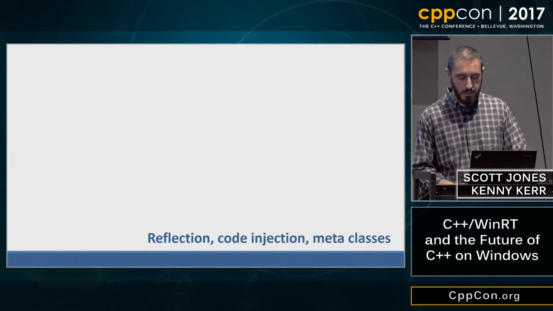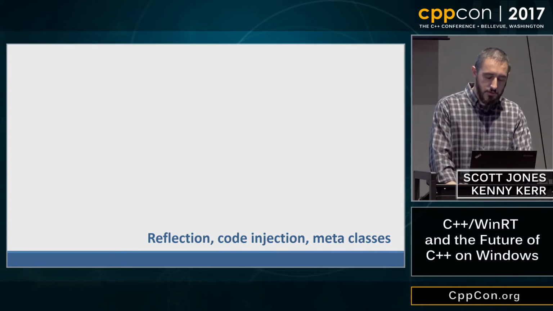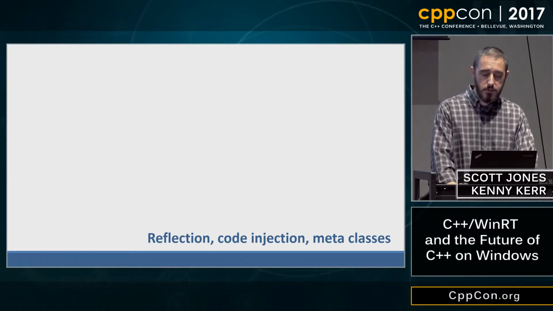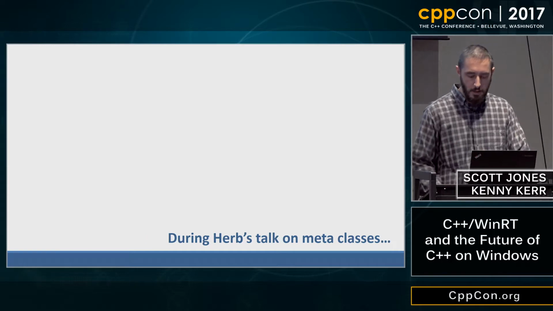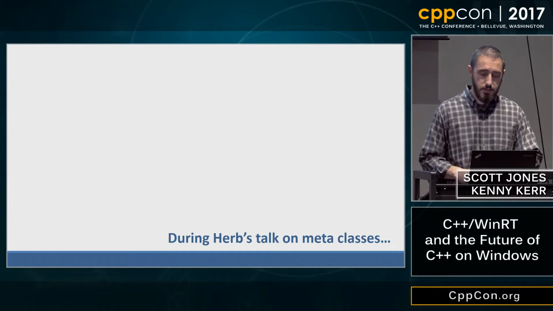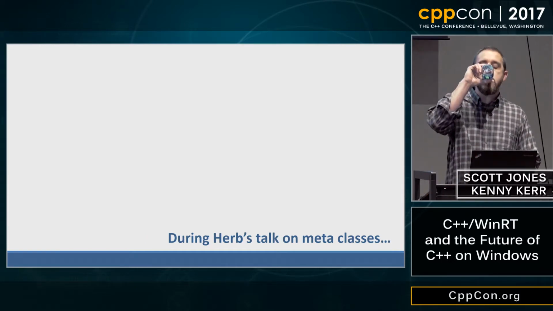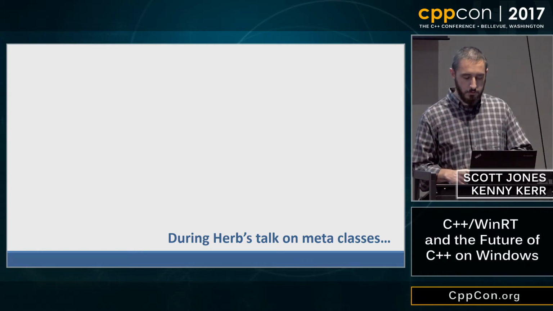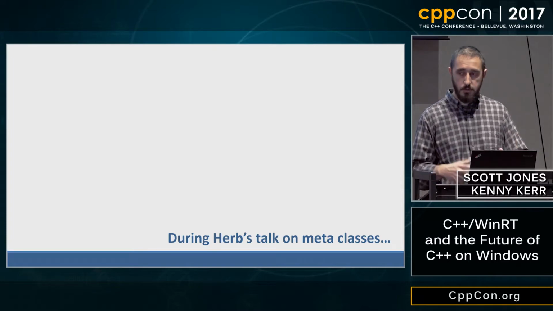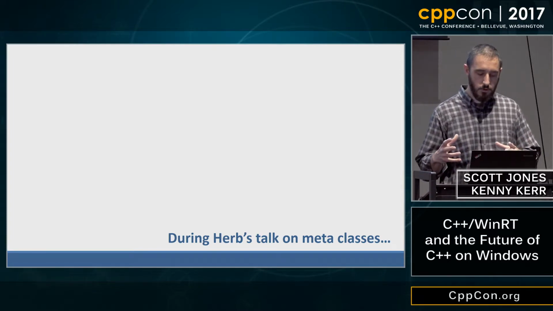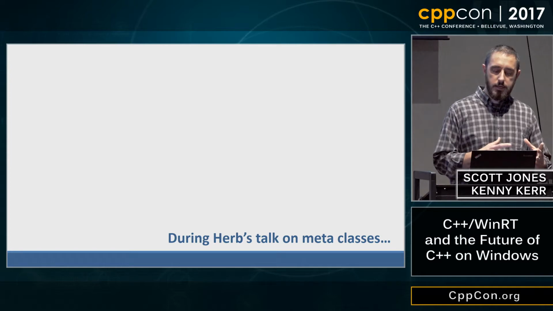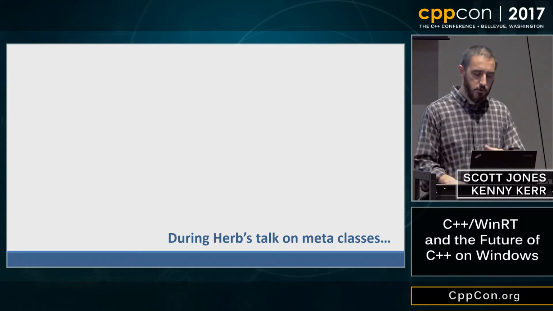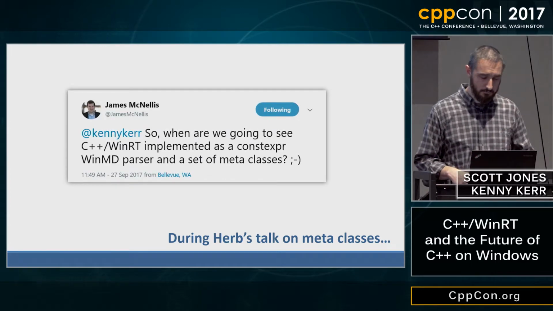So, reflection, code injection, and meta classes. So this is looking more into the future. No doubt you've heard about static reflection and code injection this week. And during Herb's talk on meta classes, he mentioned a number of these things. And this is something we're pursuing, and we've been working with Herb Sutter for quite some time now to make sure that what will eventually become a standard is rich enough and expressive enough to deal with what we're trying to do. So halfway through Herb's talk, this pops up on my phone.